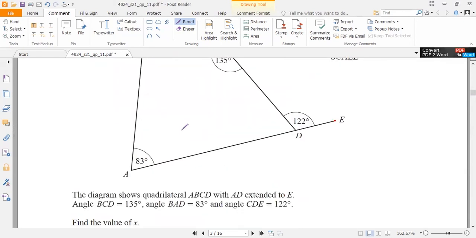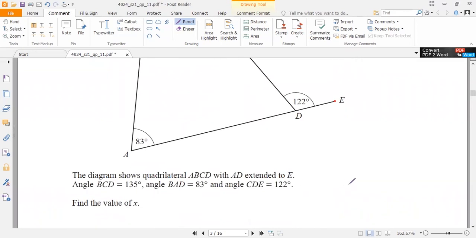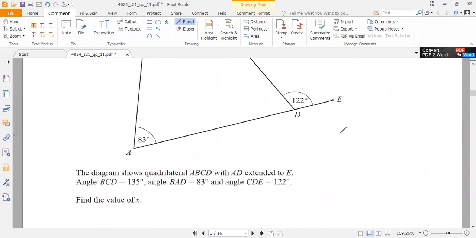So firstly, to find the value of x, we can simply apply the property of supplementary angles. That is, we can say that 180 minus 122 will be equal to 58 degrees, as these are supplementary angles. So this is 58 degrees.